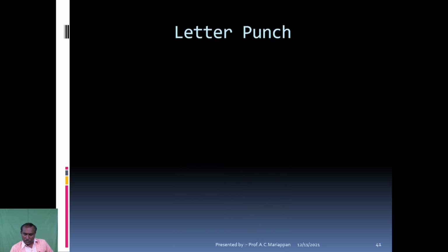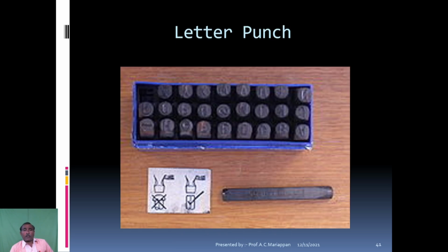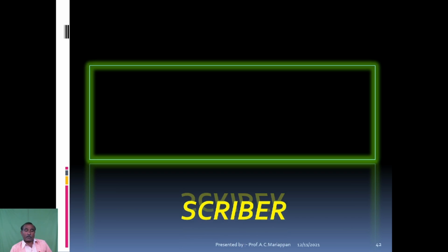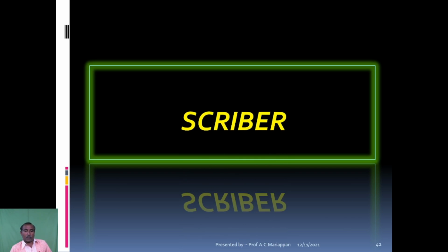Then the next one is the letter punch. In this case, this is also a marking device. There are two types of punches in this case. One is the letter punch and another is the number punch. Letter punch A to Z, number punch 0 to 9. So we can engrave different names or letters and dimensions, everything is possible by means of letter punches and number punches. Then another marking tool is a scriber.